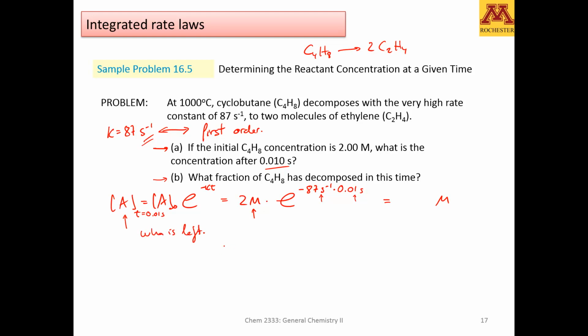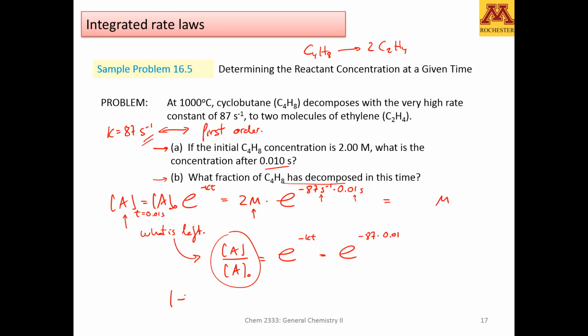So if one computes this, one just needs the negative kt, and kt is 0.87. This will give you the fraction of what is left. However, we're being asked what fraction has already gone. What fraction is already gone?